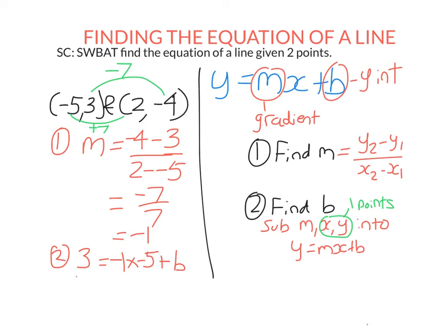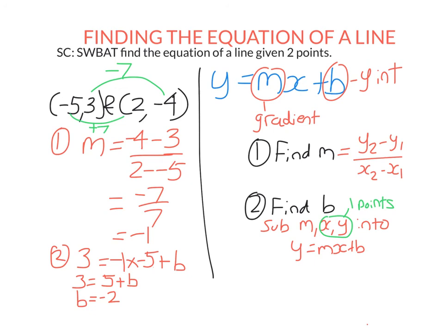So I'm just going to tidy this up. Minus 5 times minus 1 is just positive 5. So I get 3 equals 5 plus b. Subtract 5 from both sides, and you get b is negative 2. So now I've found m and found b. The hard work is done.